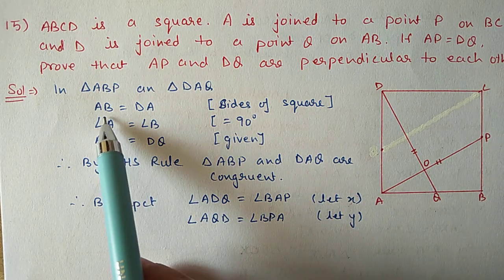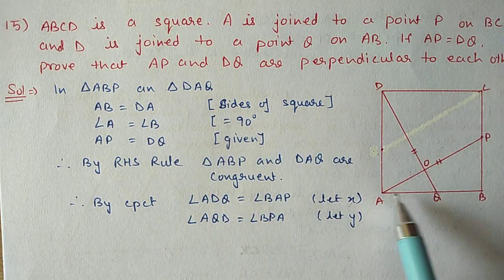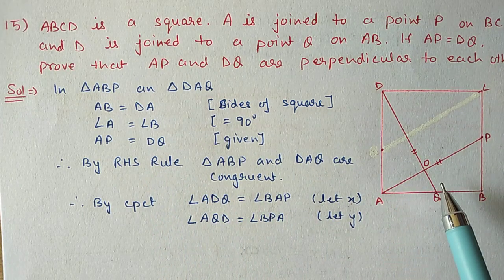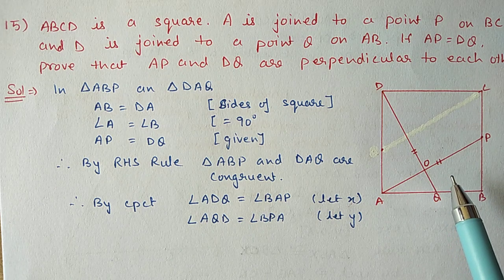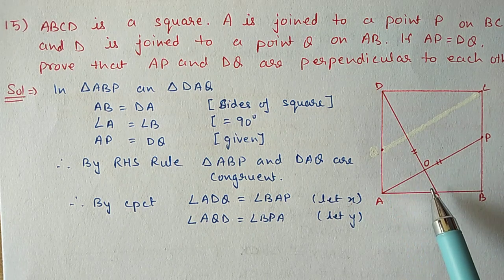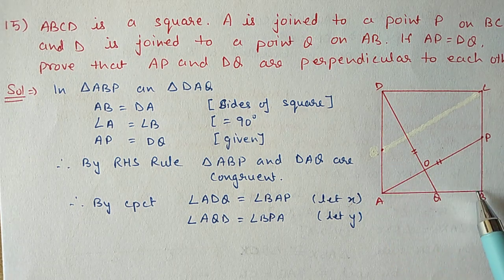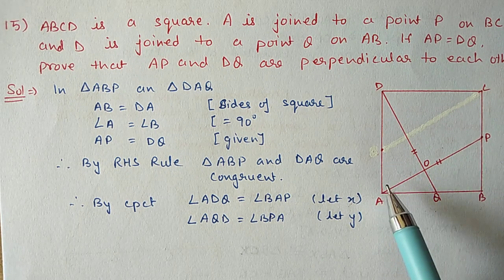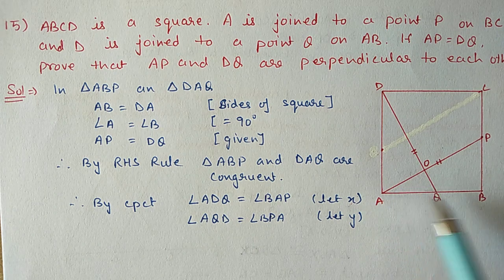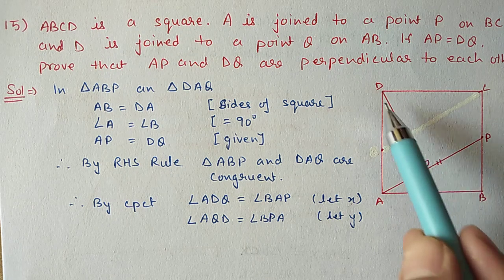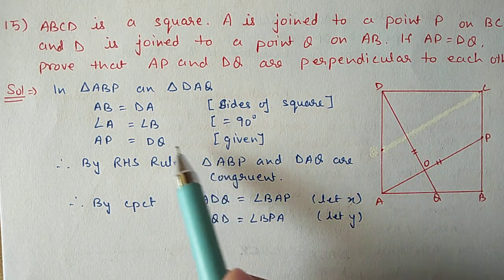So first we will take AB is equal to DA. AB is equal to DA because both are the sides of a square and we know all the four sides of a square are equal. So these two sides will be equal. Next we have taken angle A is equal to angle B. Each angle is equal to 90 degrees. This complete angle is 90. This is also 90. Then AP is equal to DQ. It is given in the question.